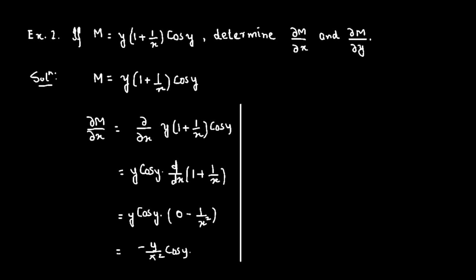Now we're going to differentiate m with respect to y. So we have the partial of m with respect to y. So that is going to give us the partial of y(1 + 1/x)cos y, which will be partially differentiated with respect to y.